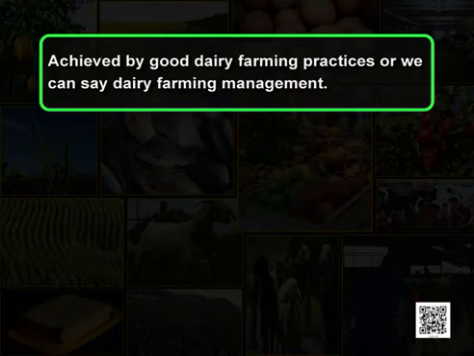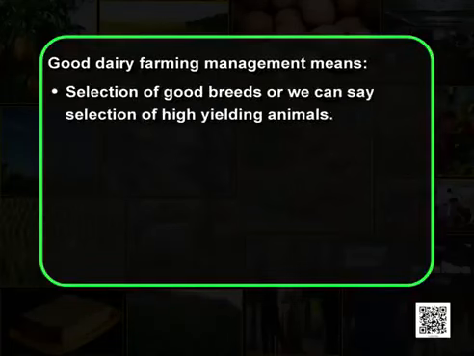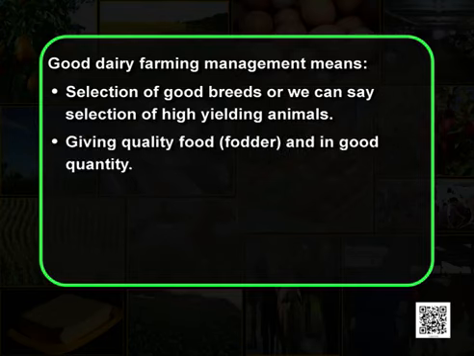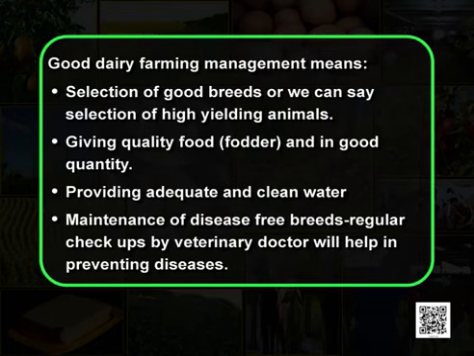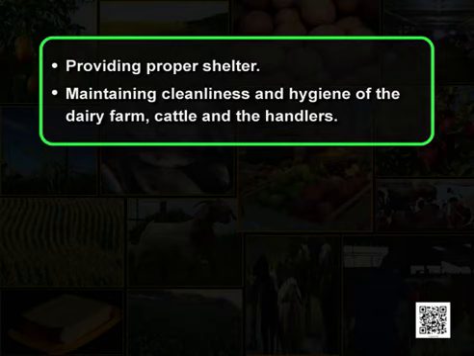We all know that the quality of milk and its yield will depend on the quality of breed. This can be easily achieved by good dairy farming practices, or we can say dairy farming management. So, let us understand what is good dairy farming management. Good dairy farming management means selection of good breeds. So, we can say selection of high yielding animals. Giving quality food or quality fodder and in good quantity, that is very important. Providing adequate and clean water. Maintenance of disease-free breeds, that is regular checkups by a veterinary doctor will help in preventing the diseases. Providing proper shelter, maintaining cleanliness and hygiene of the dairy farm, cattle and the handlers. It is very important that the handlers too need to be hygienic and clean.